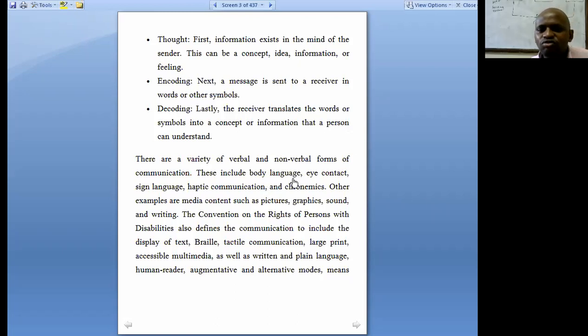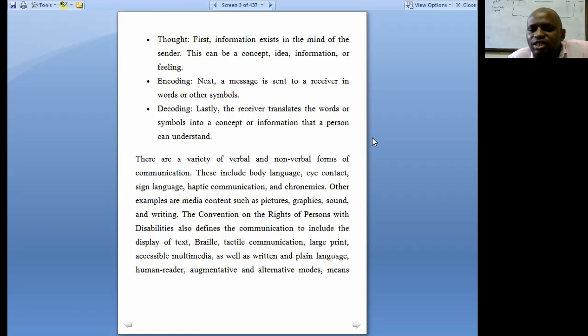There are a variety of verbal and non-verbal forms of communication. This includes body language, non-verbal communication. How you put your body when you're communicating sometimes is very critical. How you move your body can communicate a certain message, maybe to the receiver or to the person that you're communicating with.